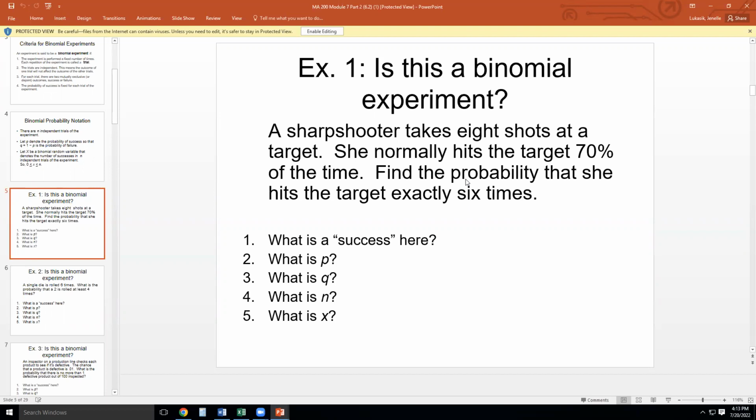So what is a "success"? I put success in quotes because it doesn't necessarily have to be a good thing. Like we think of successful as good. It's just what it is we're trying to do. So in this case, we're trying to hit the target. So that means a success is hitting the target.